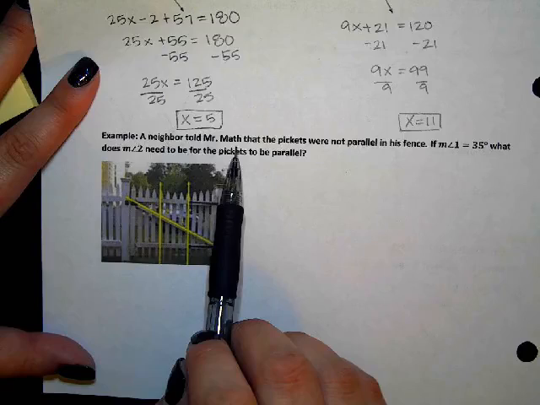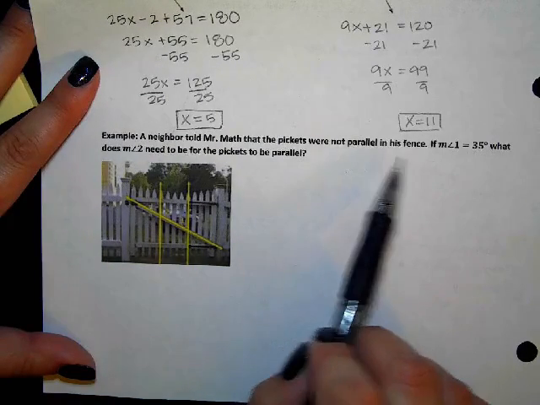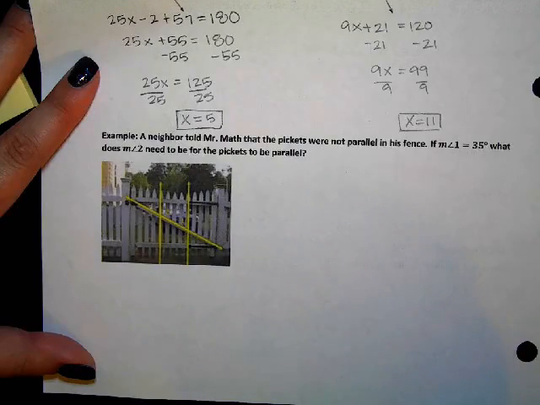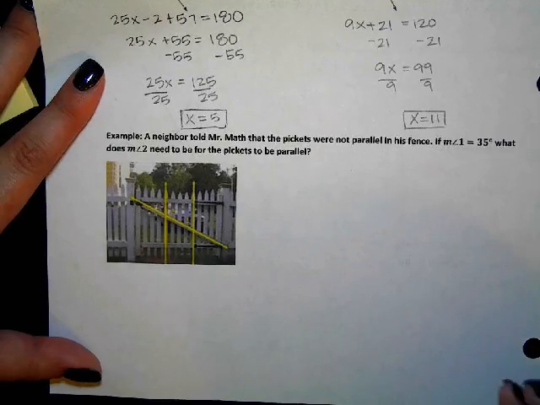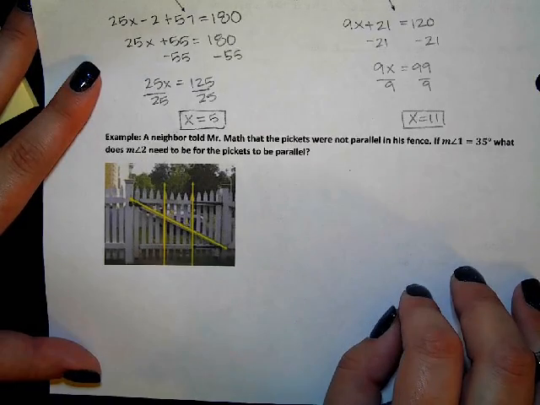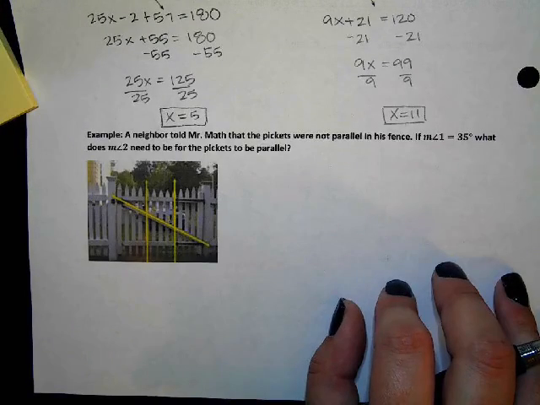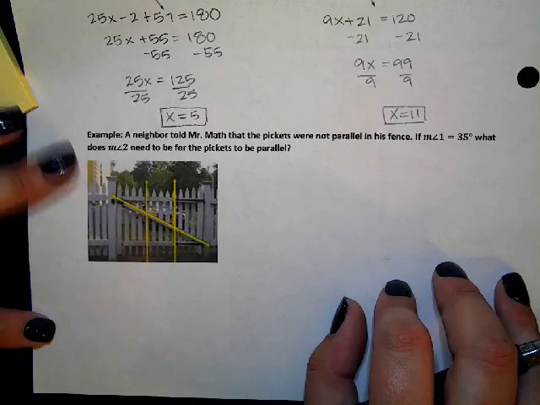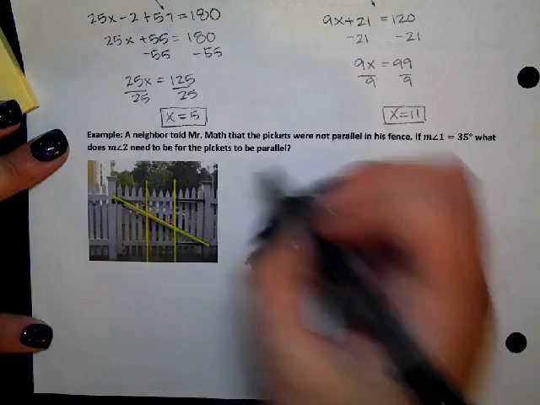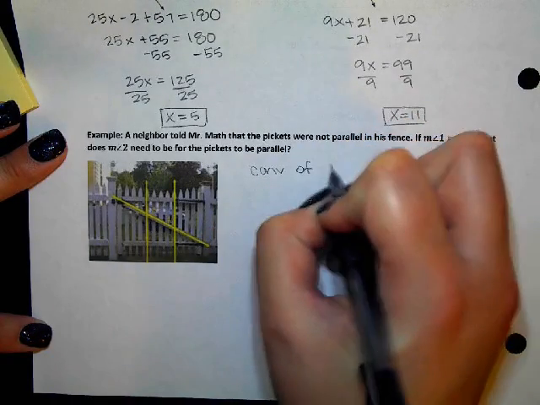If the measure of angle 1 is 35, what does the measure of angle 2 need to be for the pickets to be parallel? Well, we have to write and solve an equation to figure out what the measure of angle 2 needs to be for the pickets to be parallel. What converse are we using? Okay, so we're doing converse of same side interior. Okay, and then what equation are we using?